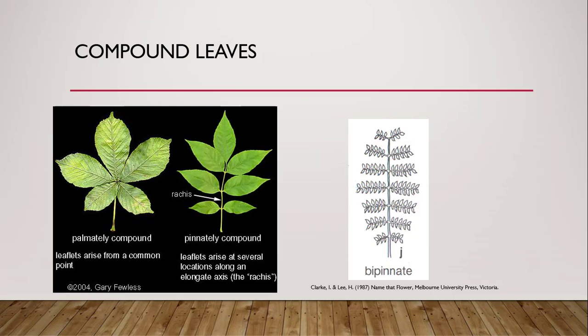And bipinnately compound means that you've got the main stem running, and then those are individual compound leaves coming off of that main stem, but that whole structure is one leaf, and it's bipinnately compound.